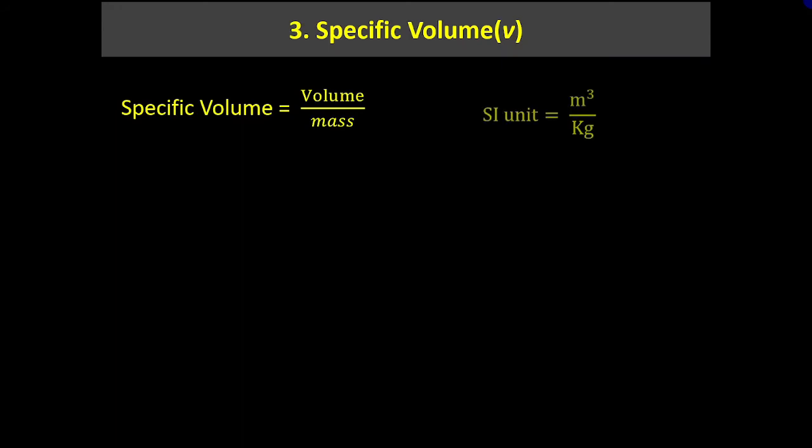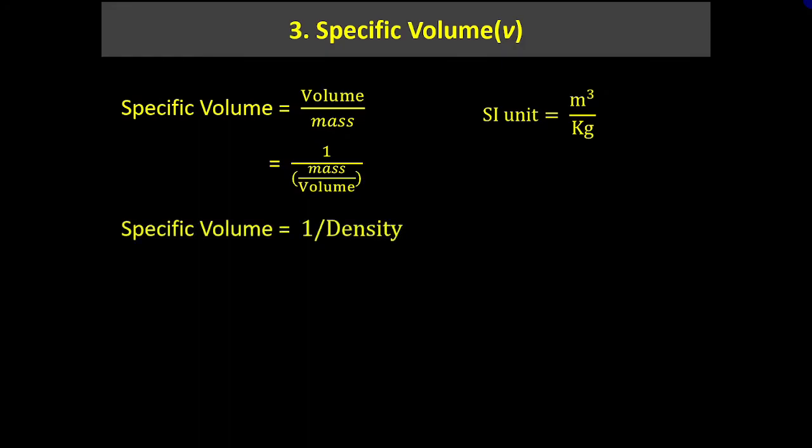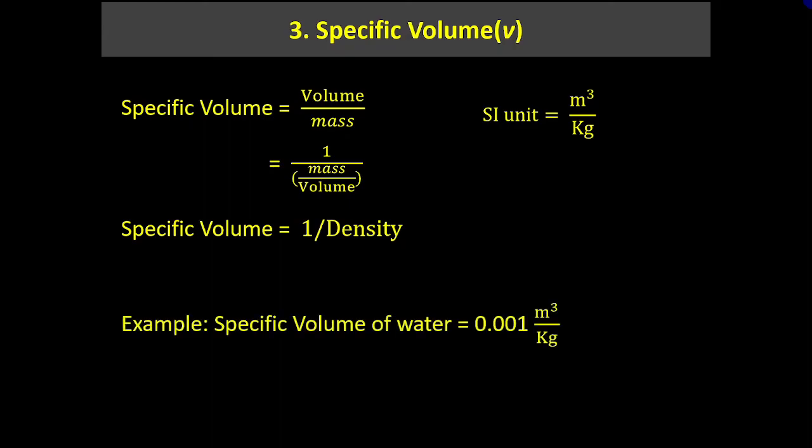Now let's discuss specific volume. Specific volume is volume per unit mass. So its SI unit is meter cube per kg. Now we can write the specific volume as 1 divided by mass upon volume. And we know that mass upon volume is nothing but density. So in other words, we can say that specific volume is the reciprocal of density. Now as an example, we can find out specific volume of water. It is 0.001 meter cube per kg.